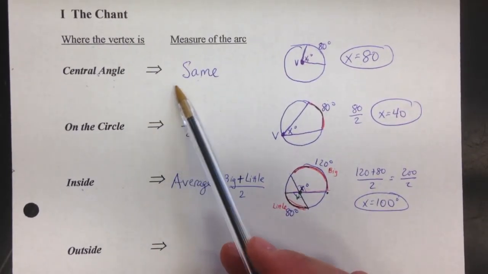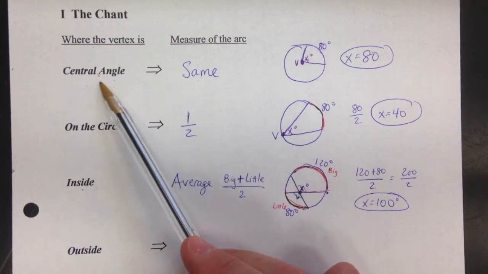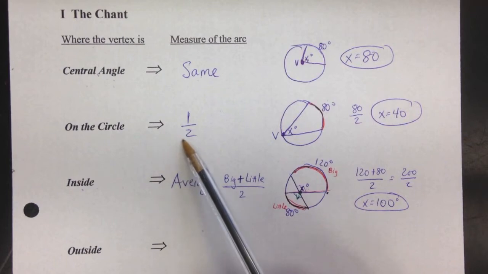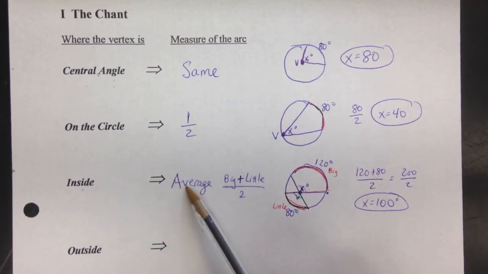If it's a central angle, it's the same. If it's on the circle, it's 1/2. If it's inside, then it's average. And I'm going to stop there because we haven't gotten to the outside yet. So we'll do that in a minute.